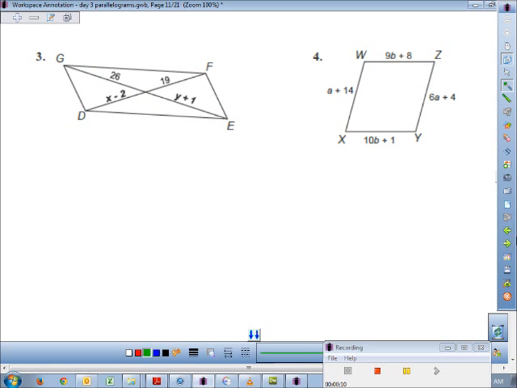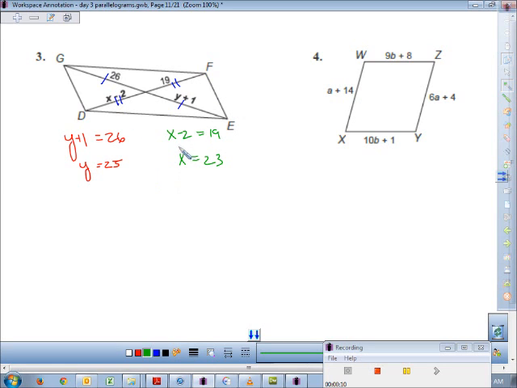On number 3, they give me information about the diagonals. And what's true is that the diagonals bisect each other. So those two are the same. And those two are the same. But remember, both diagonals are not the same length. They just cut each other into two equal pieces. So I can say y plus 1 has to equal 26 because those two have to be the same, meaning y equals 25. I can also say that x minus 2 has got to equal 19, so then x equals 23. Cool.